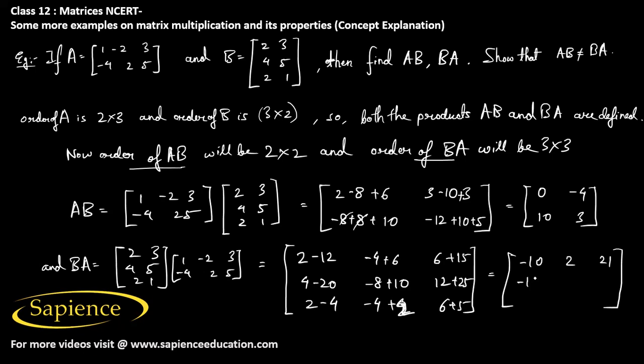4 minus 20, that is minus 16. Then 10 minus 8, that is 2. Then this will be 36, 37. Then this will be minus 2. This will be minus 2. 7 will be 11.